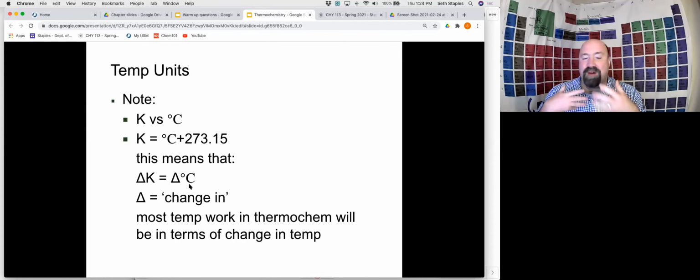And so you might see Kelvin or degrees C used interchangeably. So don't worry about that. Don't let it throw you off. A change in 1 Kelvin is a change in 1 degree C. A change of 150 Kelvin is a change of 150 degrees C. And so we could use those interchangeably as long as we're talking about the actual change in temperature, and that's the key difference.